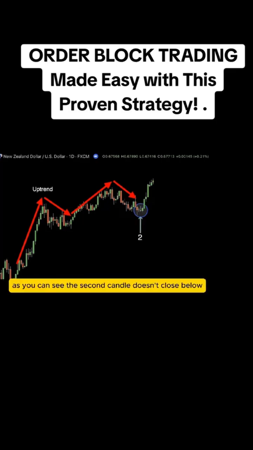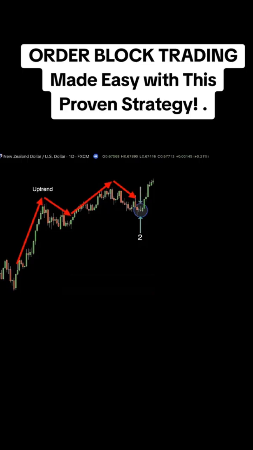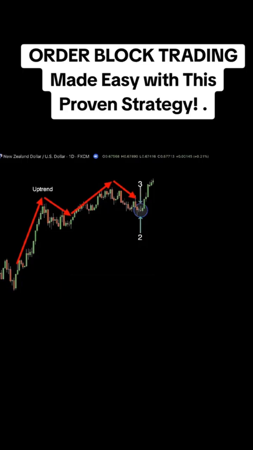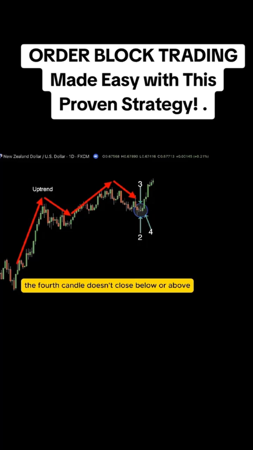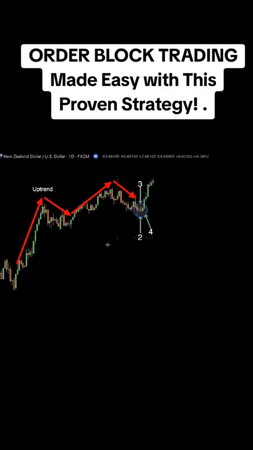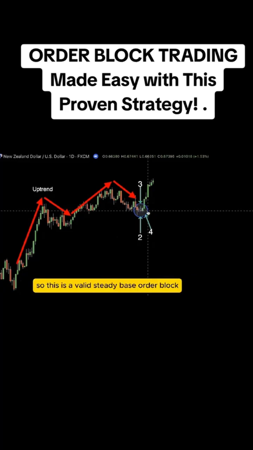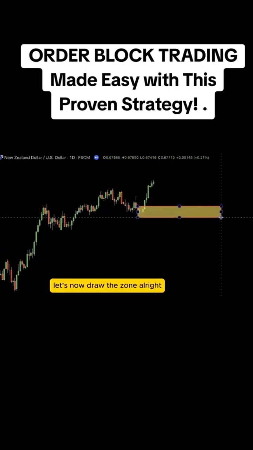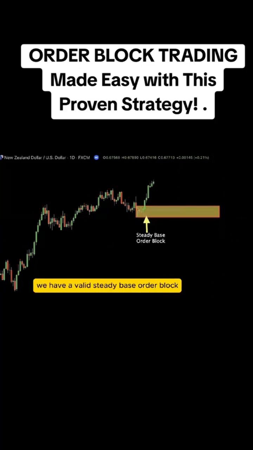As you can see, the second candle doesn't close below the first candle's range. The third candle doesn't close above or below the second candle's range. The fourth candle doesn't close below or above the third candle's range. So this is a valid steady base order block. Let's now draw the zone. Alright, we have a valid steady base order block.